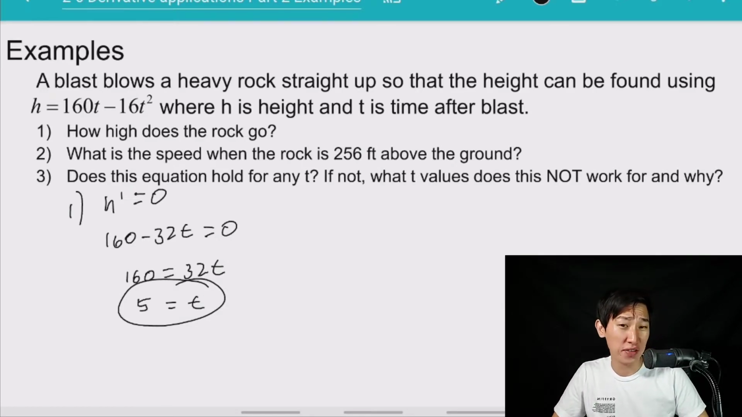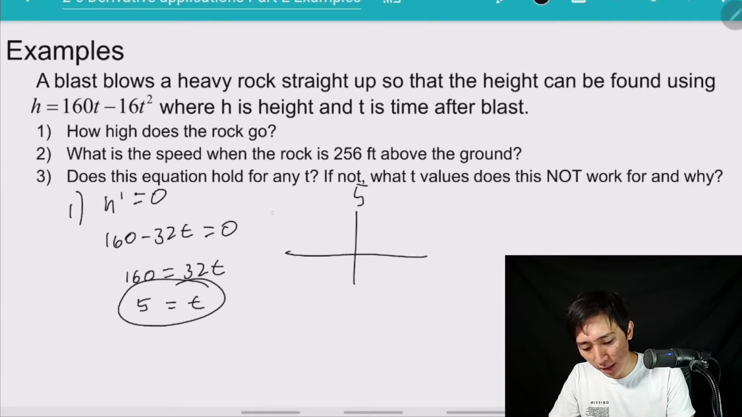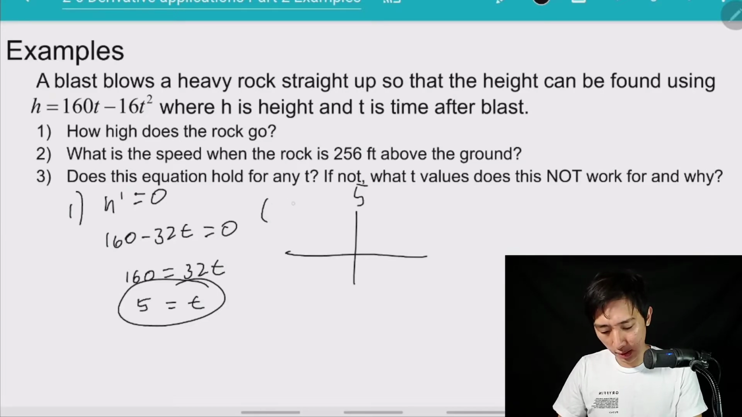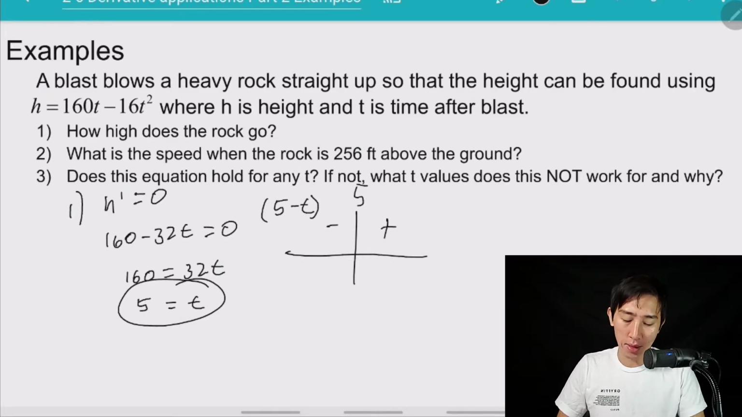If you're not sure if this is the actual case, you can always do a sign chart, and then you can see, from here we can go like this. This is 5. This is 160 minus 32t, or really, honestly, what you could do is just go 5 minus t, and then from here it's positive and then negative, where t is less than 5 and greater than 5. Again, this is one of the things you can do for verification.